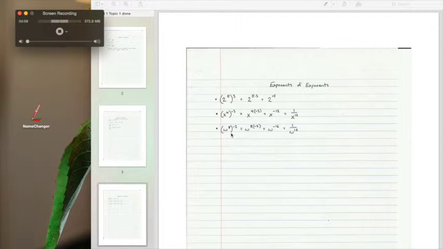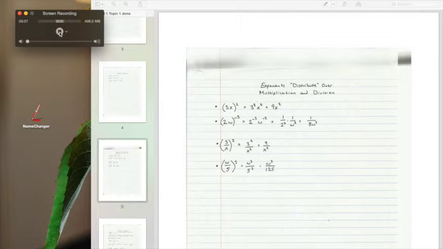Let's look at one more, w to the power of 8, this whole thing raised to the power of -2. Once again, I'm going to keep that base w, and I'm going to multiply these exponents. 8 times -2, I've written out here, that's the same as w to the power of -16, which is equal to 1 over w to the 16th.